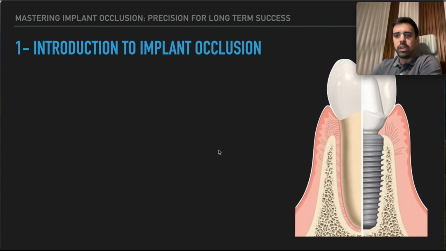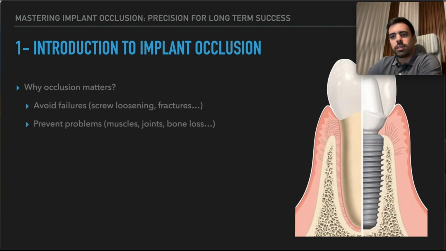So if we introduce implant occlusion, the most important part is, why does occlusion matter? Why are we doing this? Well, you've seen failures can happen, and we want to prevent them as much as possible. Screw loosening is something that happens quite often. But if we see fractures, we probably don't want to just replace the screw or replace the abutment and off you go. Because if that broke, there must be a reason. And if there is a reason, we want to find the reason, not just fix the problem and then send the patient away, because that's probably going to break again.